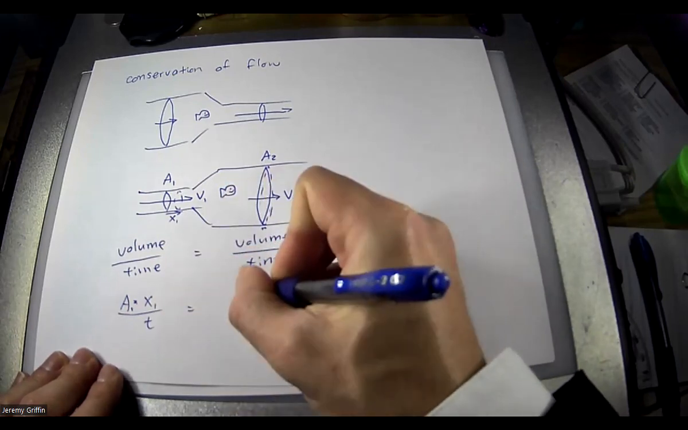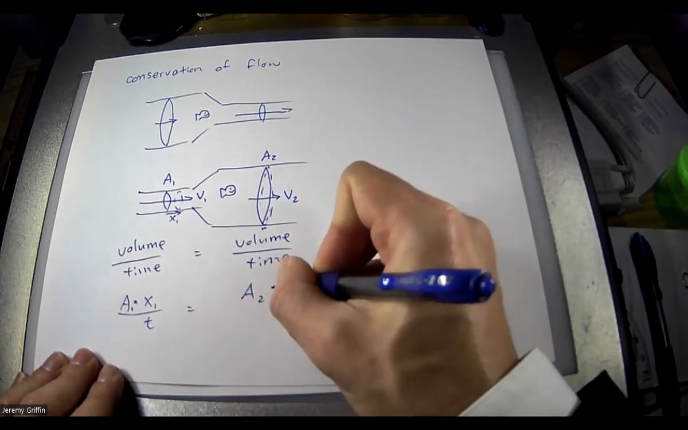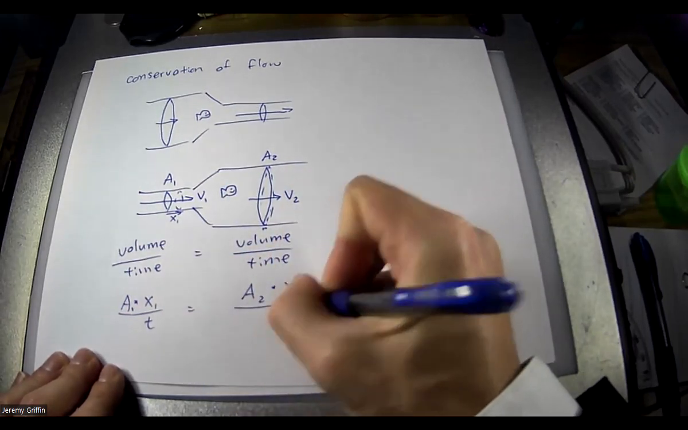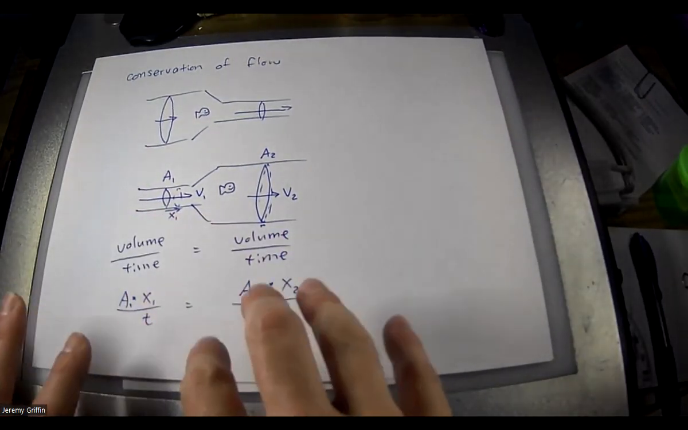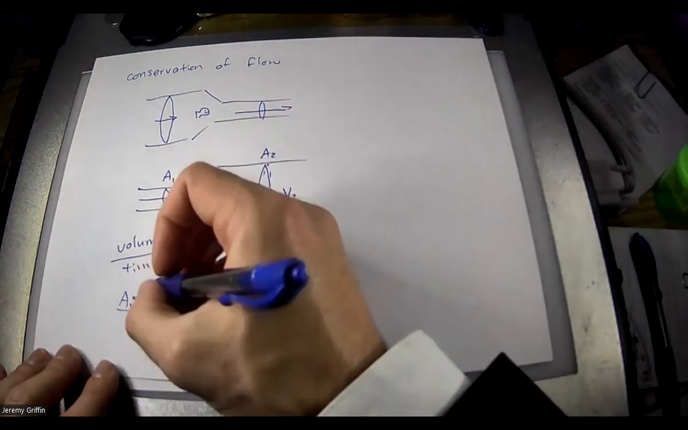And this could be area 2 times x2. Or sometimes in the notes I do length, like some kind of length that it moves. Okay. Now, why am I splitting up like that? Because of this right here.